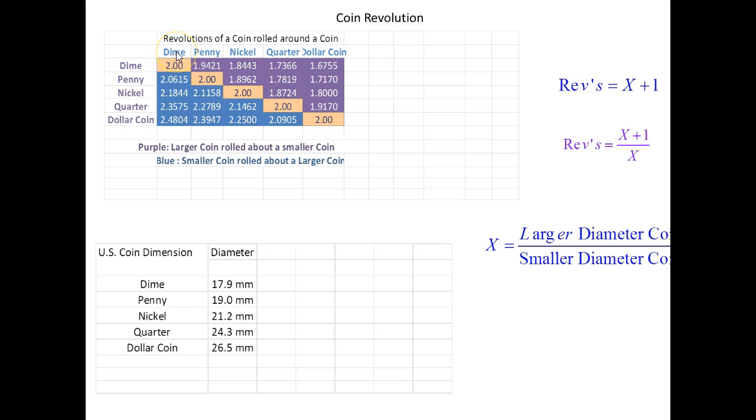2.0615 times. If I rotate a dime around a dollar coin, it will revolve 2.4804 times. If I rotate a dollar coin around a dime, it will rotate 1.6755 times. If I rotate a dollar coin around a quarter, it will rotate 1.917 times. That's amazing. Okay.